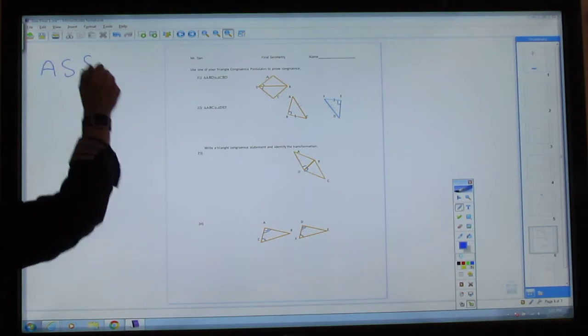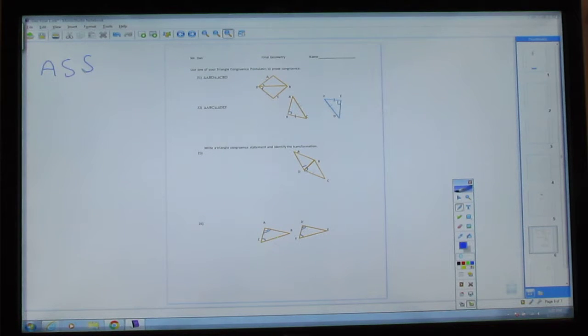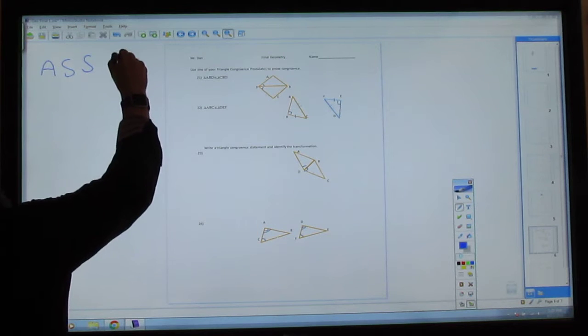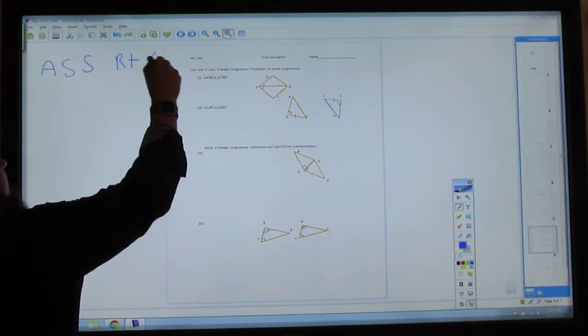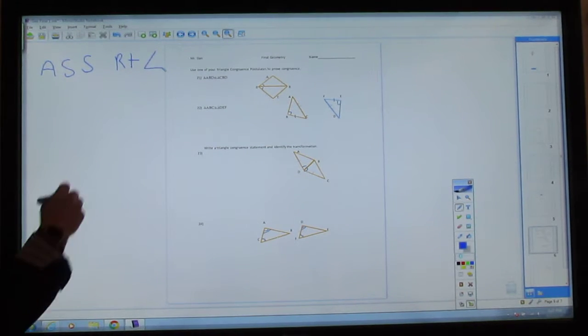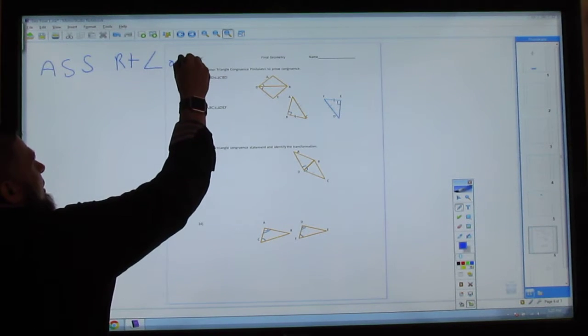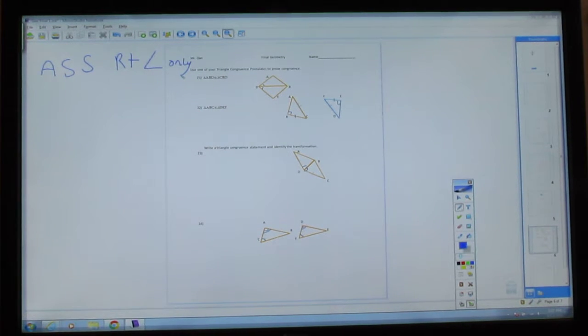Angle, side, side. That doesn't work. Right? Yes. Angle, side, side doesn't work unless it's a right angle. That's always right. Only when it's at a right angle. When it's at the right angle, it works. Otherwise, no. Okay? That's not going to happen.